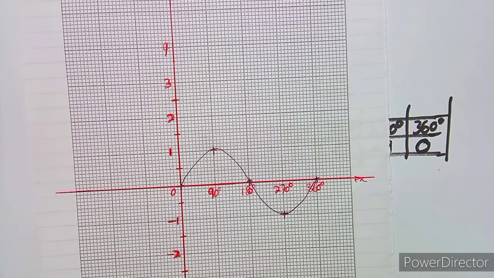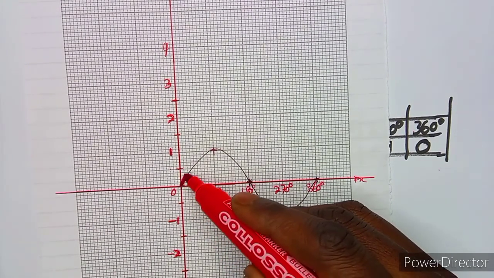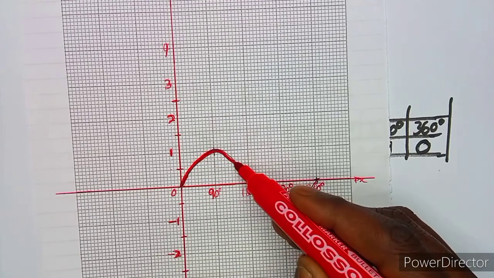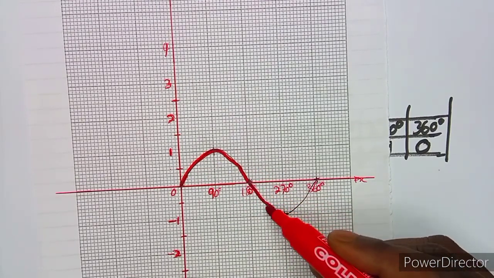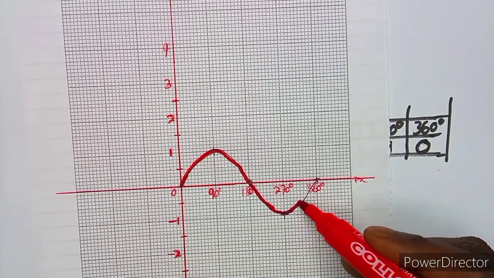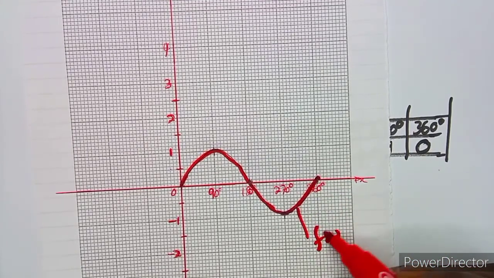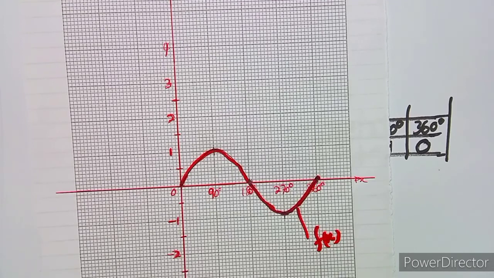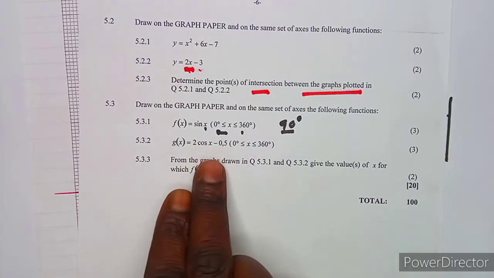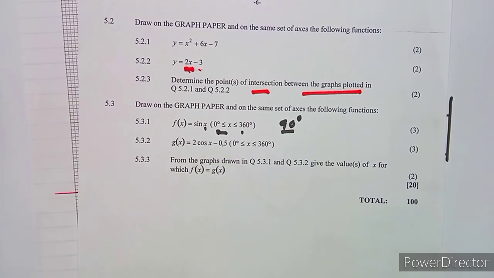I don't know if it is clear. If I do this, it's not going to be nicer, guys. This one is not going to be nice if I do this, but anyways, that's what we're going to have. So this is our f of x. Then we need g of x, which is 2 cos x minus 0,5. So you just do the same.